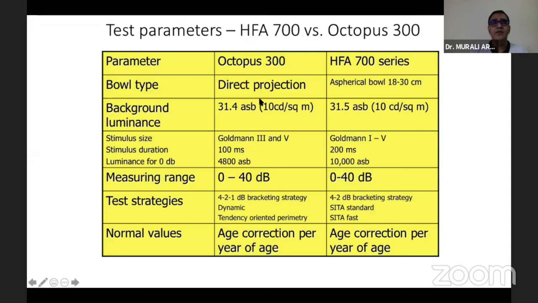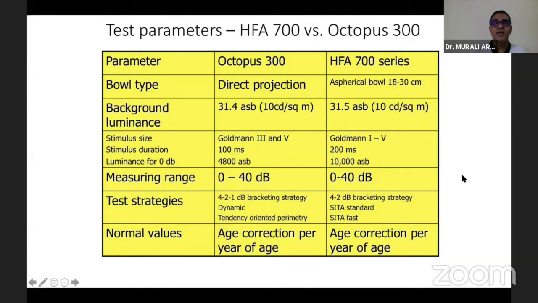The differences between the Humphrey 300 and the Humphrey 700 series would be that the direct projection system of the 300 would have a background illuminance of about 31.5 apostilbs. The size 3 and size 5 are available, 100 millisecond stimulus duration, 0 decibels would be 4,800 apostilbs. And of course, these bracketing strategies would be slightly different from the Humphrey's method.